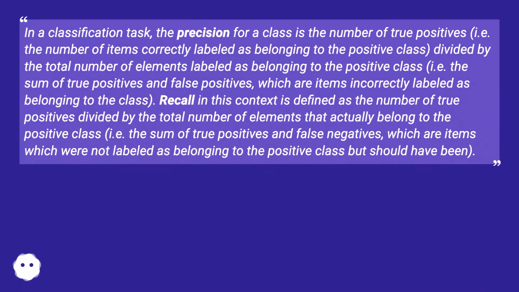From the Wikipedia page: In a classification task, the precision for a class is the number of true positives, i.e. the number of items correctly labeled as belonging to the positive class, divided by the total number of elements labeled as belonging to the positive class, i.e. the sum of true positives and false positives, which are items incorrectly labeled as belonging to the class. Recall in this context is defined as the number of true positives divided by the total number of elements that actually belong to the positive class, i.e. the sum of true positives and false negatives, which are items which were not labeled as belonging to the positive class but should have been.